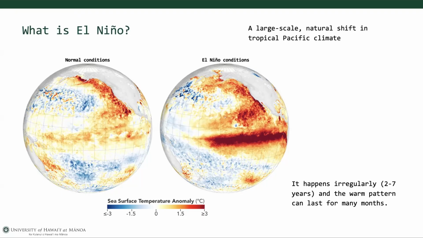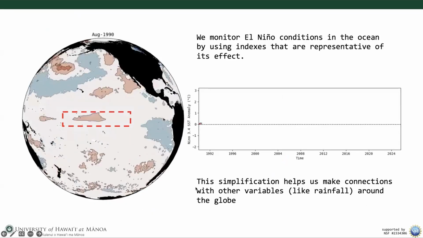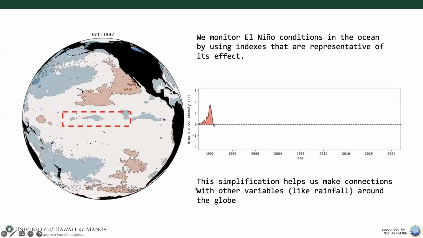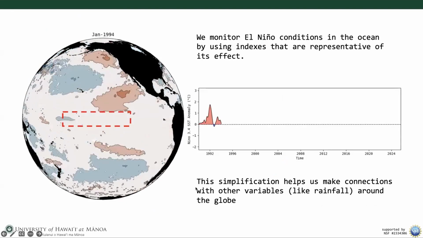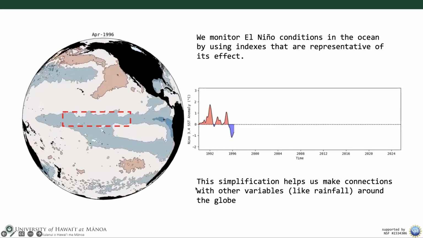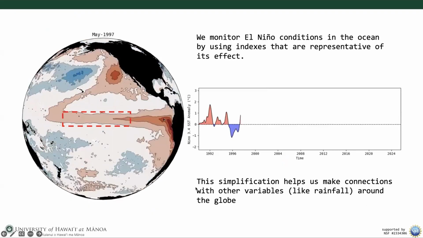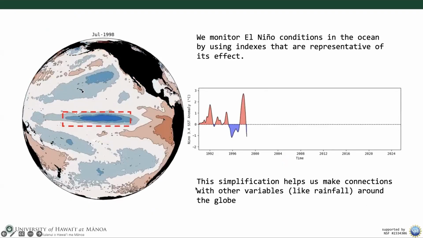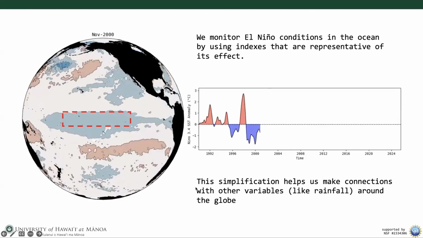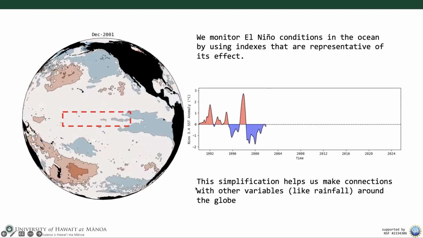So how can we quantify this? There are multiple ways to do it, but one of the easiest ways is we just take an average over a defined box. In this case, that red box that you have on the Central Pacific. We just take the averages of the sea surface temperature, and this somehow summarizes the variability of the state of El Nino in the tropical Pacific.